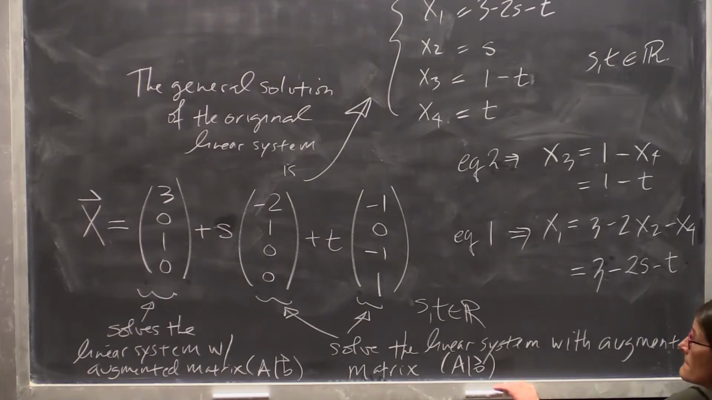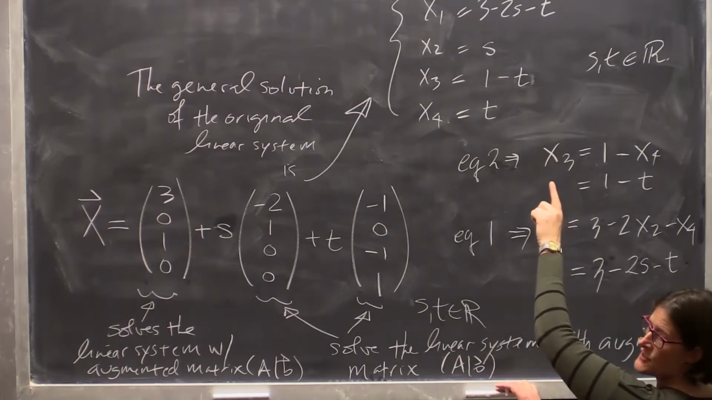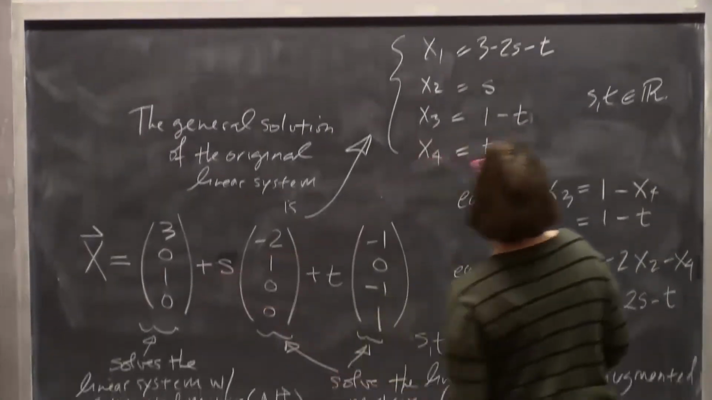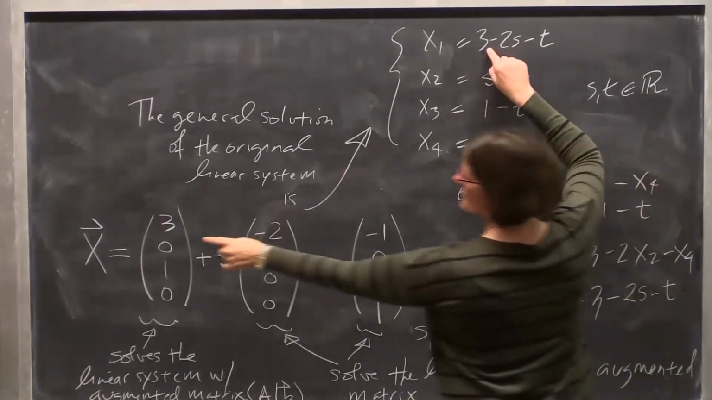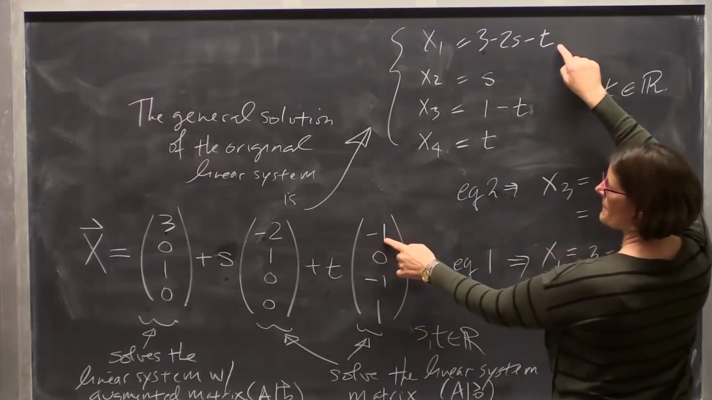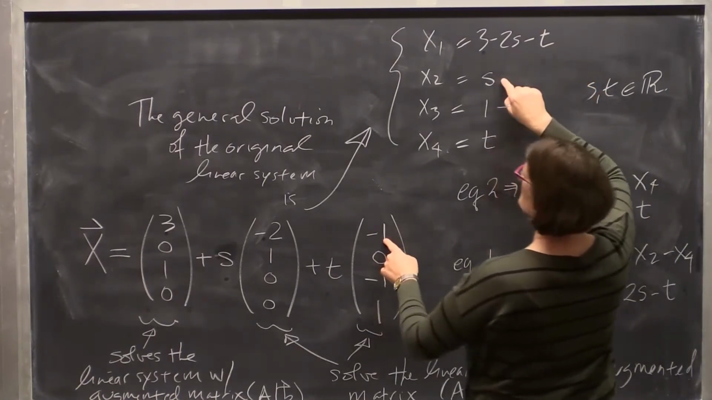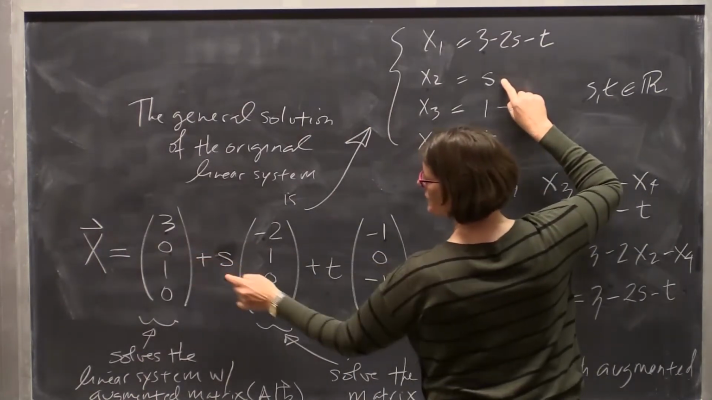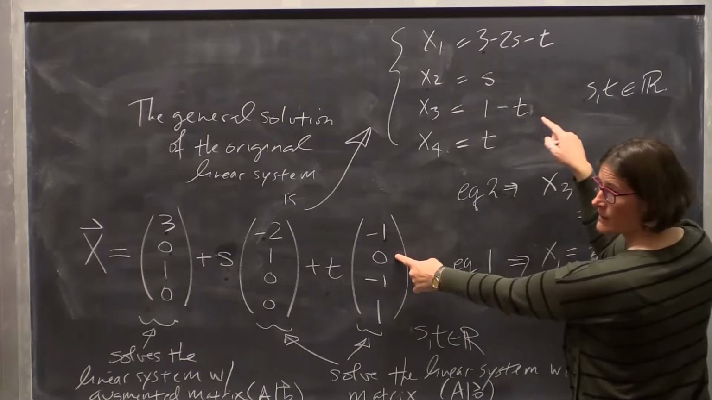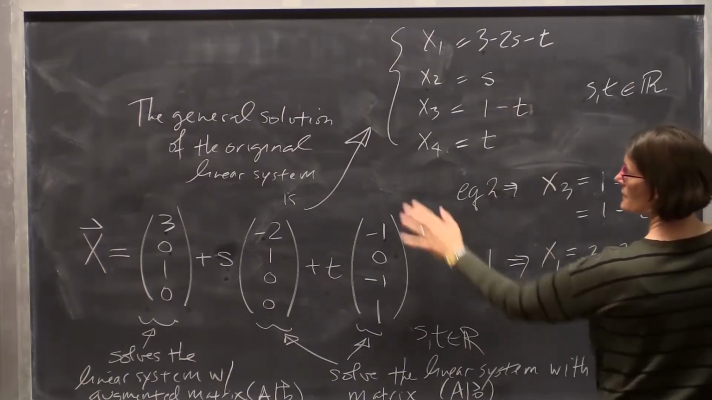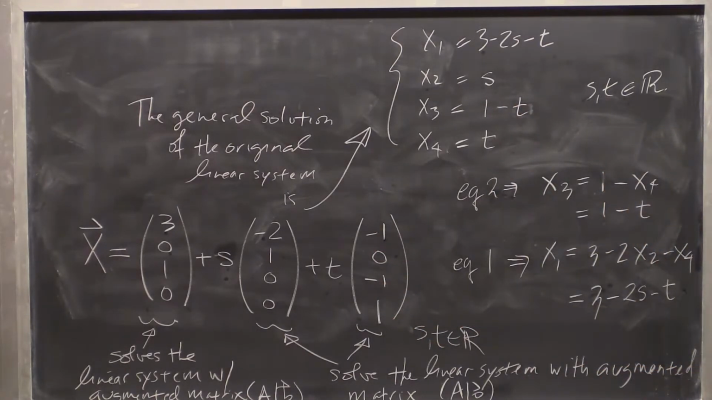Yes? Where did you get that equation? From here. So all I did was I factored. So the question was, how did I go from here to here? So the first component is 3 minus 2s minus t. That's the first component. The second component of x is x2. The second component of the thing on the right is 0 plus s times 1 plus t times 0, and so forth. So here I wrote things in the component form, and here I wrote it in the vector form.